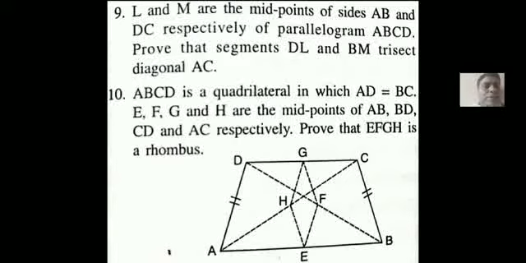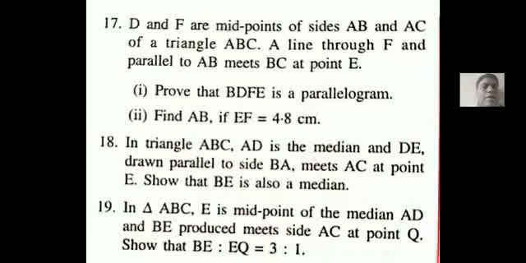ABCD is a quadrilateral in which AD is equal to BC. E, F, G and H are the midpoints of AB, BD, CD and AC respectively. Prove that EFGH is a rhombus. Okay. Next question of this slide.